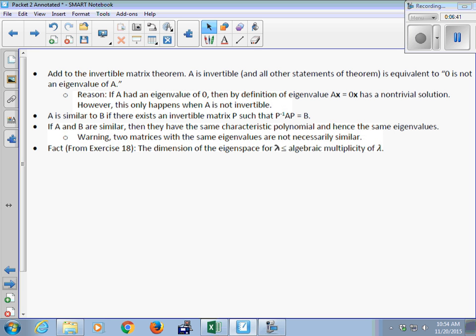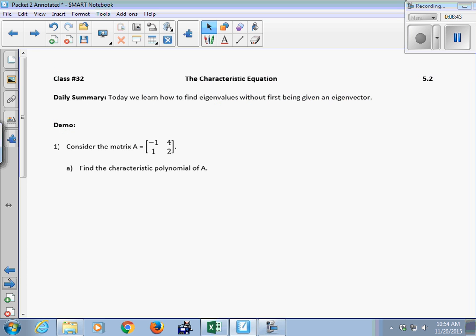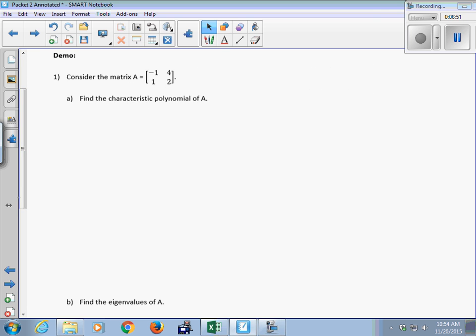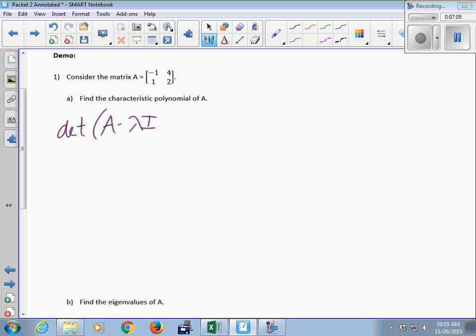All right, so that's about it for the really important facts. We'll do one example together, and then you'll work on your activities. Okay, so I've got a matrix A. It's just a 2 by 2, and I want to find the characteristic polynomial and then the eigenvalues of A. So the definition of the characteristic polynomial is just the determinant of A minus lambda I.